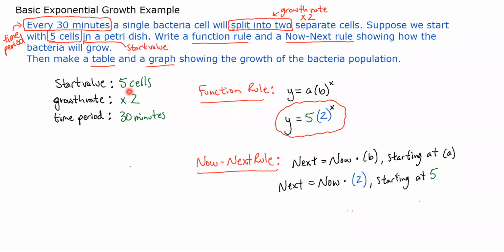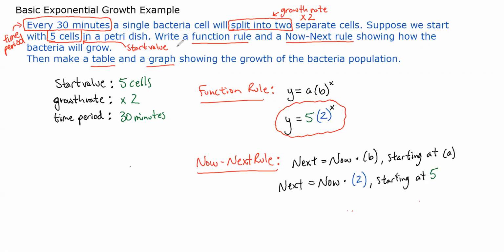We have our 5 cells as our start value. We have our times 2 as our growth rate. And we have 5 goes in for A. We have the growth rate of times 2 goes in for B. Same thing happens down here. We have 2 as our growth rate, starting at our start value of 5. All right. So this is what our rule and our now next rule looks like, function rule, now next rule.